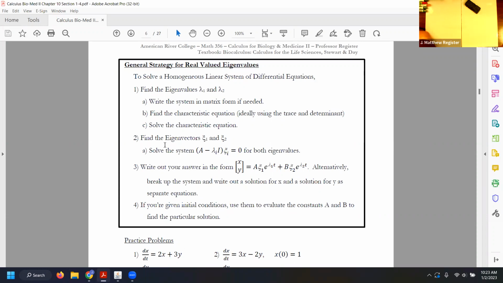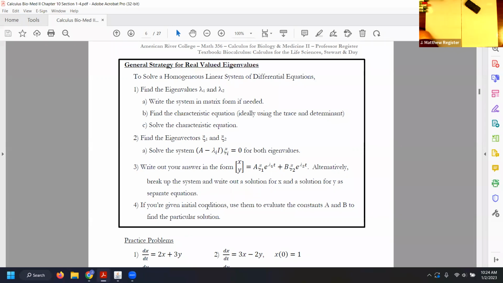You then need to find the eigenvectors, C1 and C2. Solve the system A minus lambda I times Ci equals 0 for both eigenvalues. We're then going to write out our answer in the form xy equals A times C1 e to the lambda 1t plus B C2 e to the lambda 2t. Alternatively, we can break the system up and write out a solution for x and a solution for y as separate equations. Usually we're just going to keep it in matrix form, though. I mean, it's a nicer way of writing it.